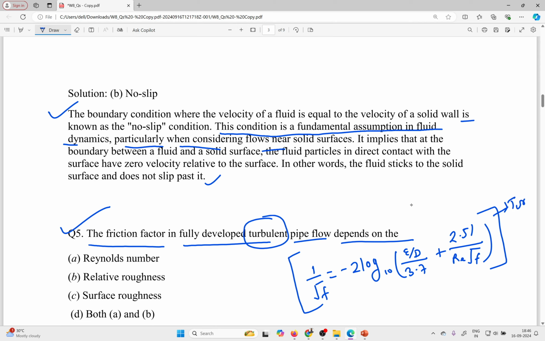In case of laminar flow, your friction factor is a function of only your Reynolds number, but here the relative roughness is also given. Relative roughness means roughness divided by the diameter of the pipe. So it depends on both. So your D option will be correct for question number 5.